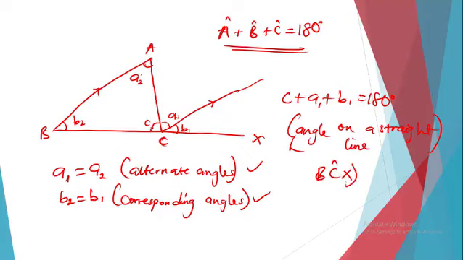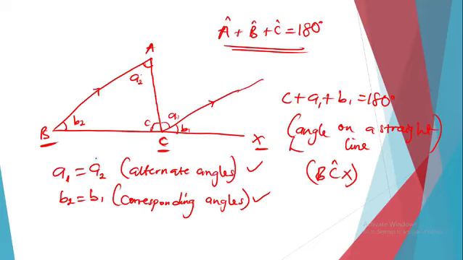Okay, at this point let's go over to the next page. Remember, this is what we worked with now. BCX. This is the region of C. This is our X. This is our B. Okay, you'll also agree with me from this diagram that C, let me write it here. You'll also agree with me that C plus A2 plus B2 is equal to 180.